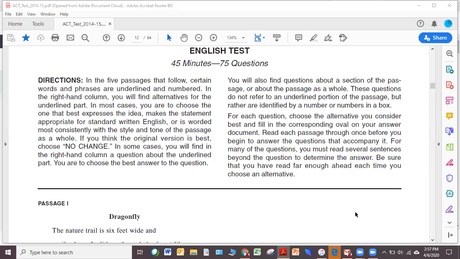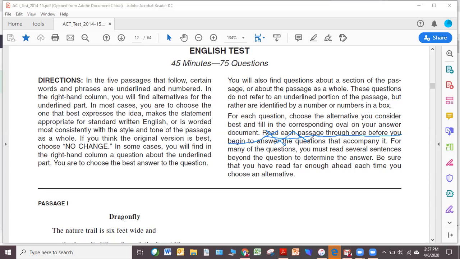First of all, you are going to see the instructions that ask you to read each passage through once before you begin to answer it. I want to cross that out. We are not going to do that. That would take too much time, and you would be wanting to make the corrections as you read things that are wrong.